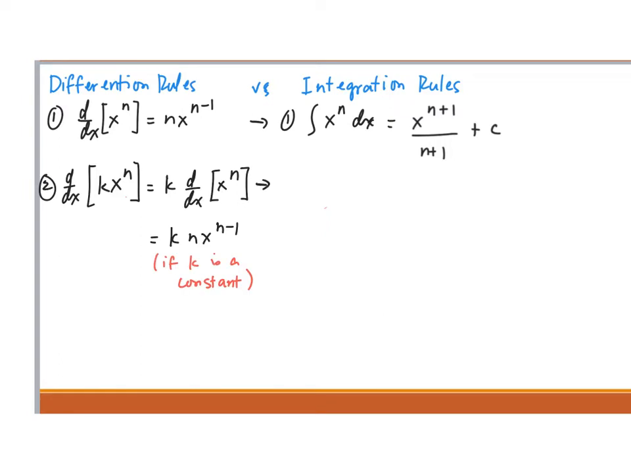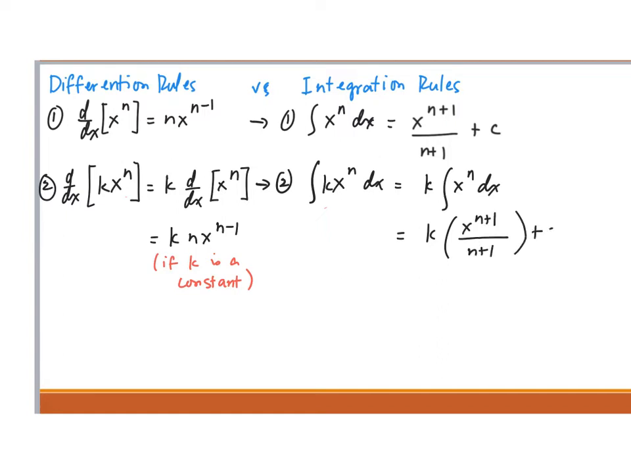It is similar with integration. If we have x to the power of n, we multiply it by a constant k, and then we get the integral. It will just be k times the integral of x to the power of n with respect to x. So that will be k times x to the power of n plus 1 over n plus 1 plus c.